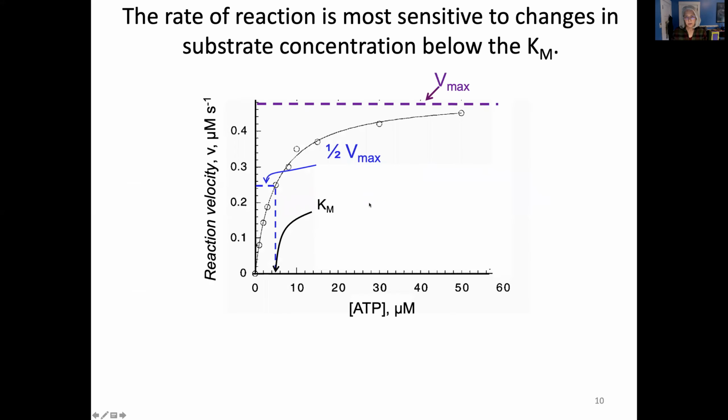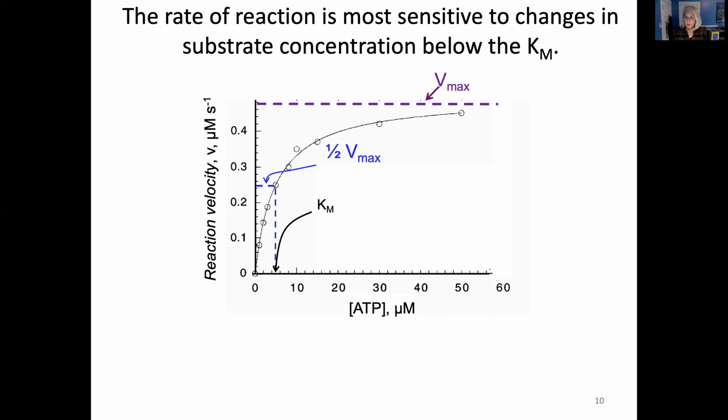Okay, so here we're looking at the same data. Now, if we look at substrate concentrations, ATP concentrations that are lower than the Km here, right? So the Km is 5 micromolar. If we look at, say, 1 and 3 micromolar, the difference in rate between 1 and 3 micromolar, the rate almost doubles when we do that small change in ATP concentration. But if we look out here at 30 and 50 micromolar, if we increase from 30 to 50 micromolar, we see only a pretty small change in the rate of the reaction.